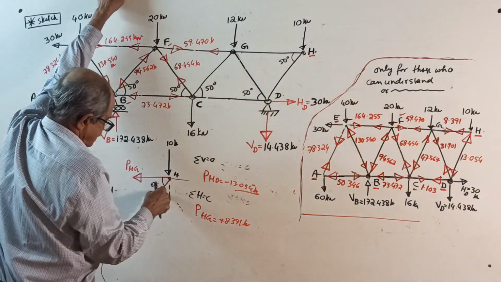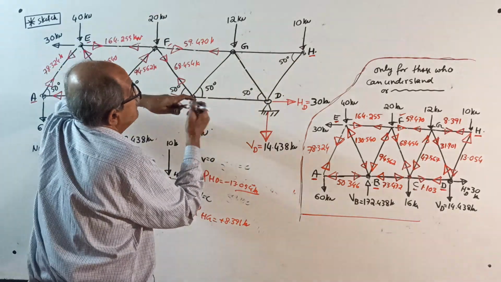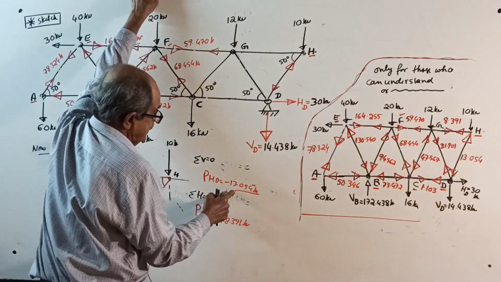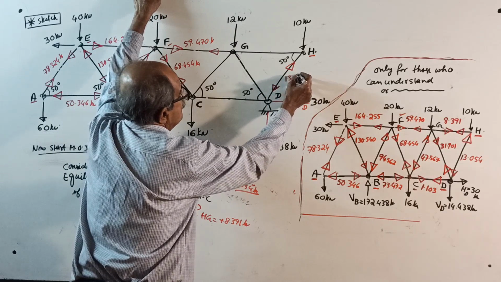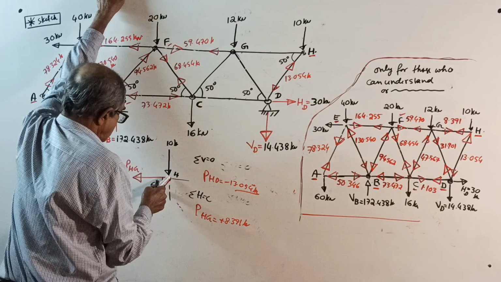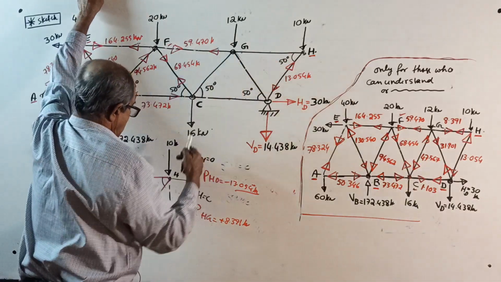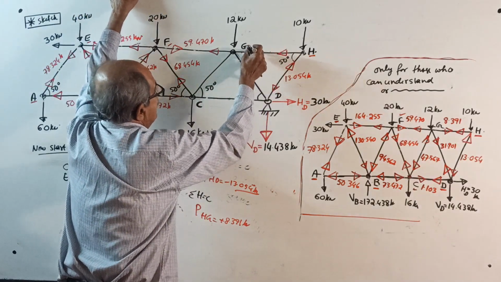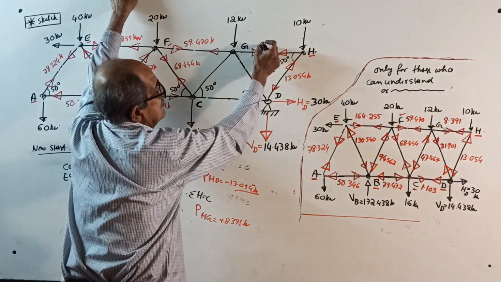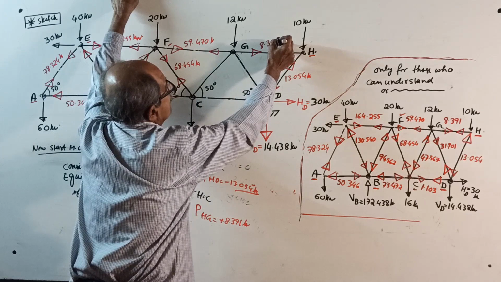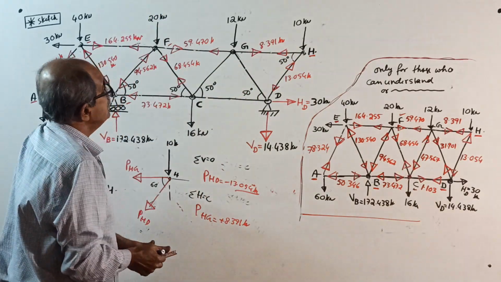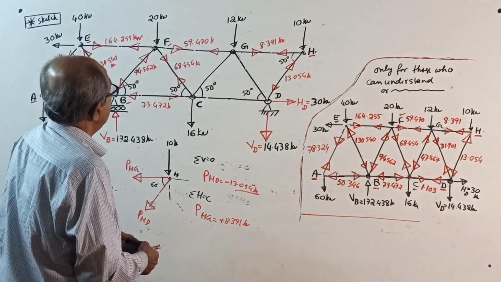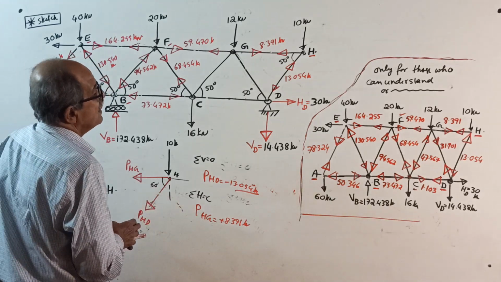Enter the answer. PHD we took this way. Negative came, so put opposite here. The answer is 13.054. PHG, I took HG this way. Positive came, correct. The answer is 8.391 kilonewton. Okay, now we are nearing the closing part. Last one more joint. H is also over.